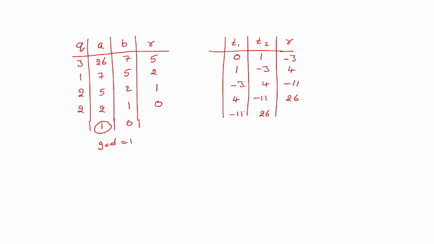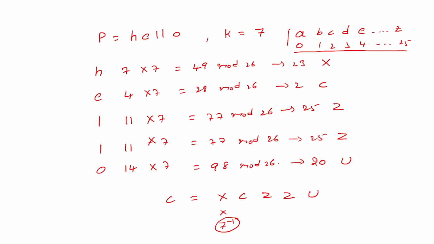We need to take the value minus 11. Minus 11 plus 26 is equal to, you need to convert the negative value to a positive value. So until we get a positive value, we need to add the n value, that is 26. 15. So 7 inverse is 15. Here we need to multiply each cipher text character with 15, and we will get the plain text at the receiver side. Okay, so this is about the multiplicative cipher.